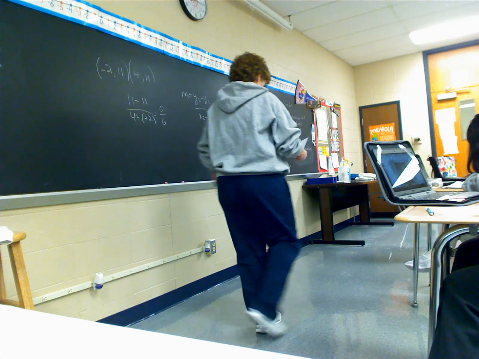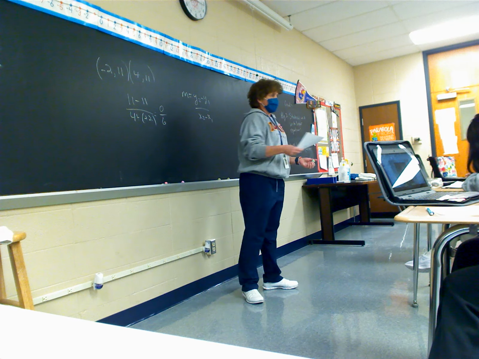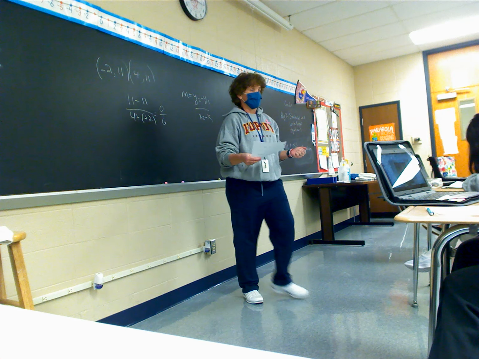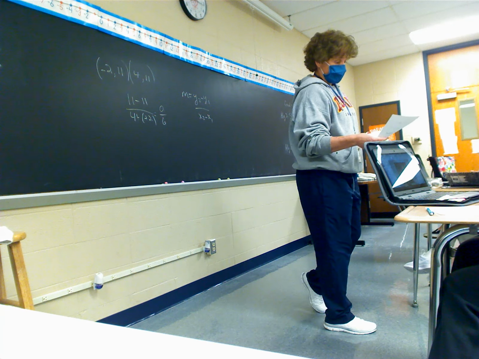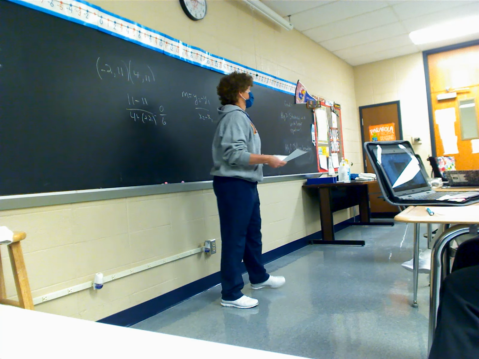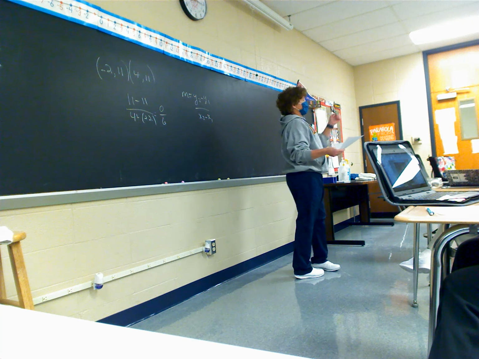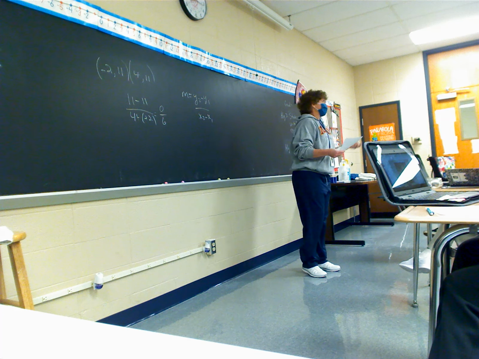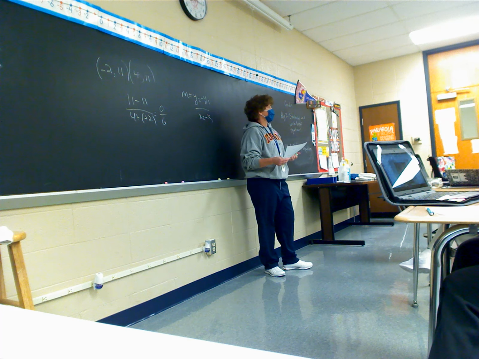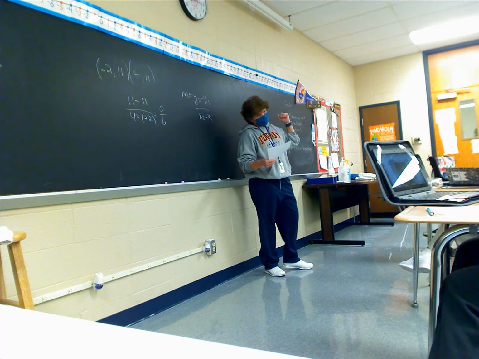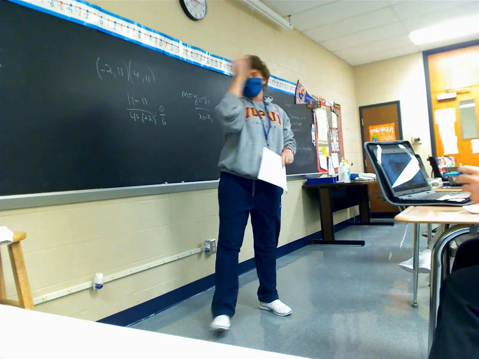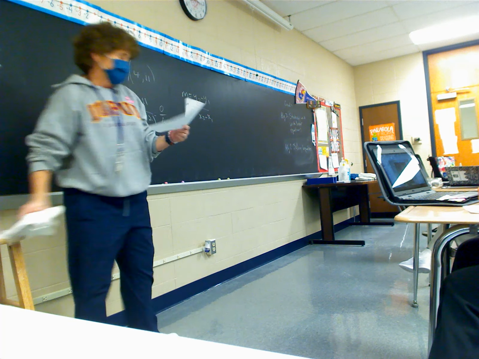Problem number 2. What do you get for your slope? Anything? -11 over 0, which gives us what kind of slope? Undefined. Okay. And what kind of line will that be? Thank you. It's going to be vertical.